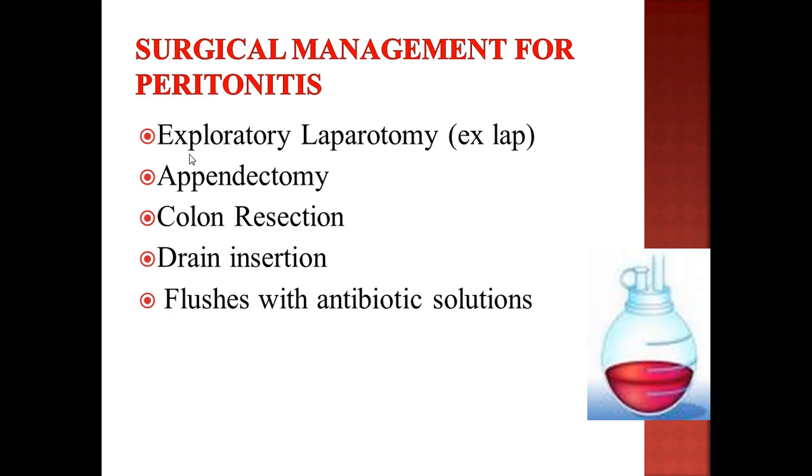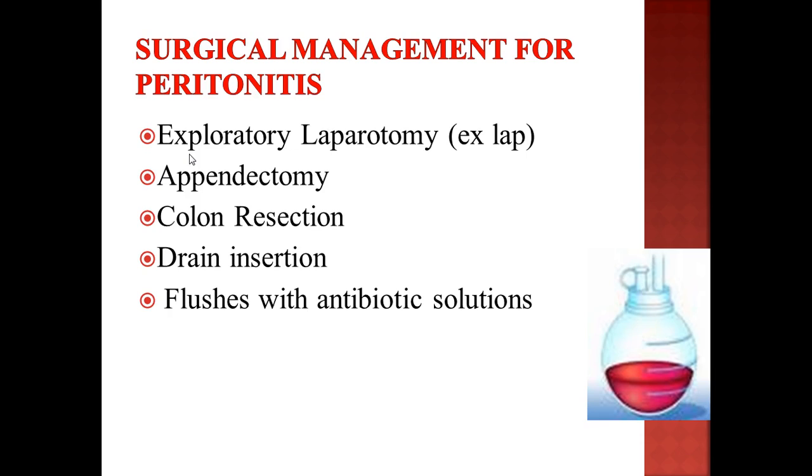Potential surgical management for peritonitis: they could have exploratory laparotomy. It's called an X-lap. That's if we don't know where the infection is coming from or if we have a perforated organ, such as an appendix. They often have to have an appendectomy. Patients can also need a colon resection. If we have patients that have Crohn's disease and they end up having a fistula and an abscess, this can then turn into peritonitis, so they would have to have part of their colon resected.